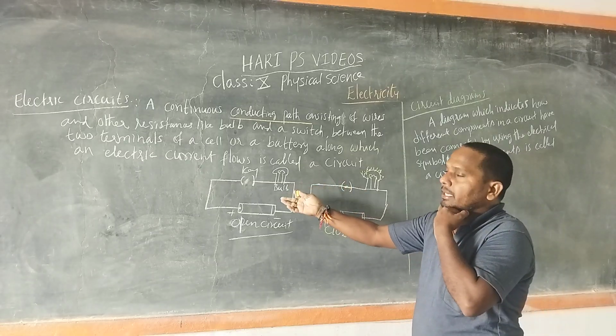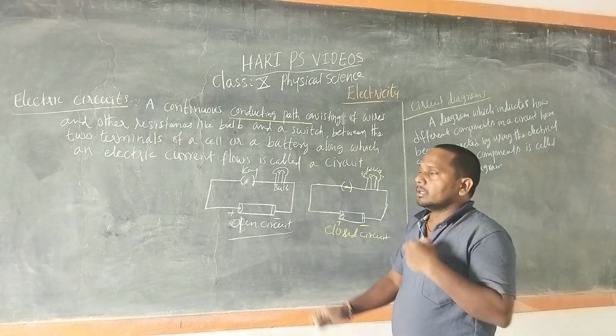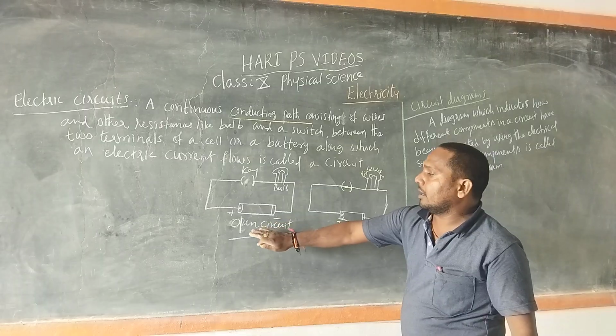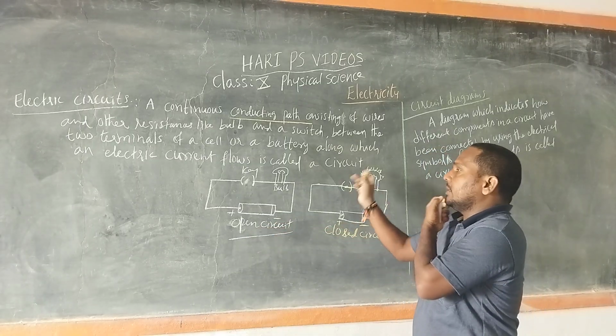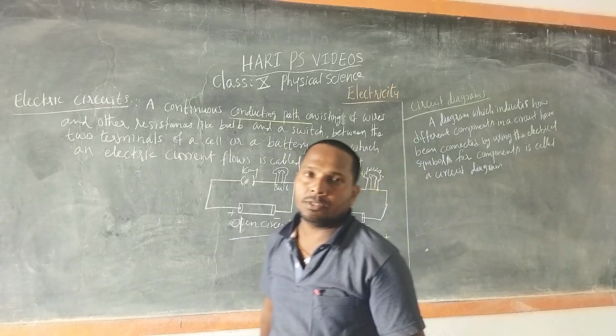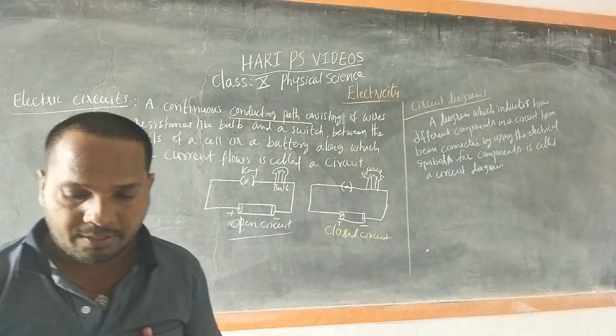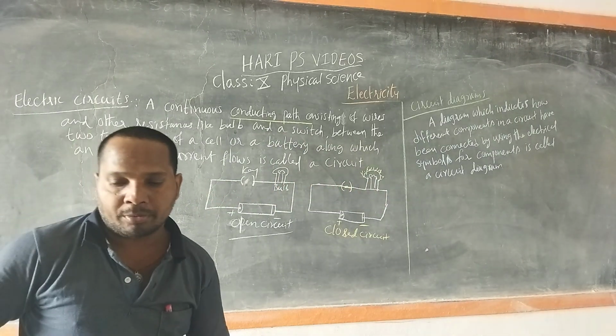By opening the key, the path is opened, so current cannot flow here. Then the current can flow here, so that's why the bulb glows. So it is very easy to understand. No problem.